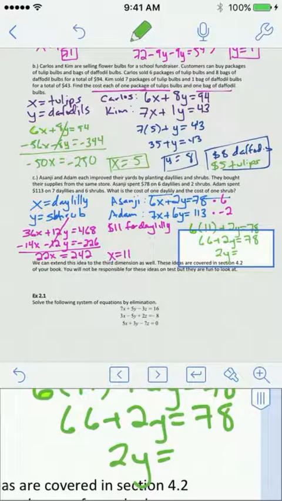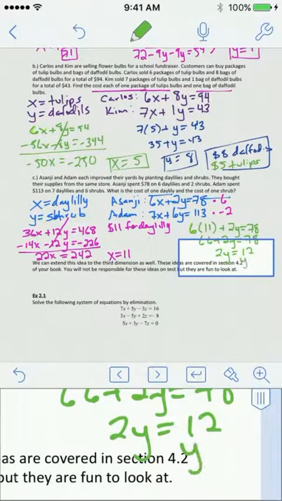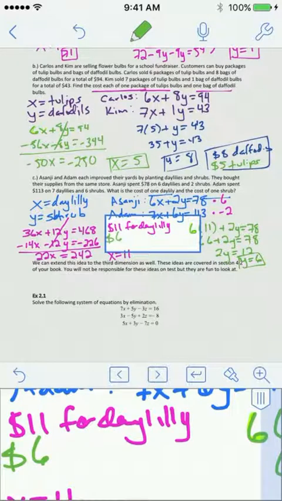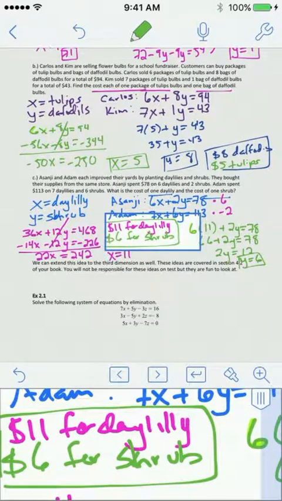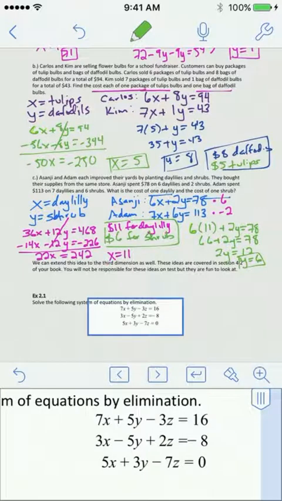2y equals, so subtract 66 from both sides. That's 12. And y equals 6. And so it must be $6 for a shrub. And now I've answered the question. Notice I'm trying not to box my x and my y. I mean, here, for clarity's sake, I am. But really, the answer at the end of the day is $11 for a daylily, $6 for a shrub. Okay.